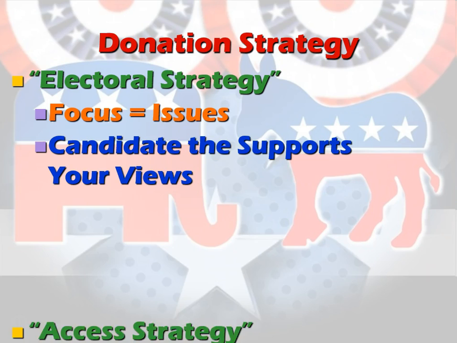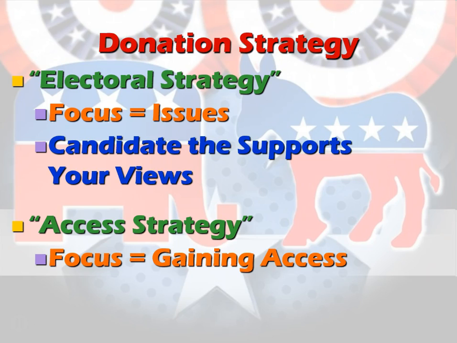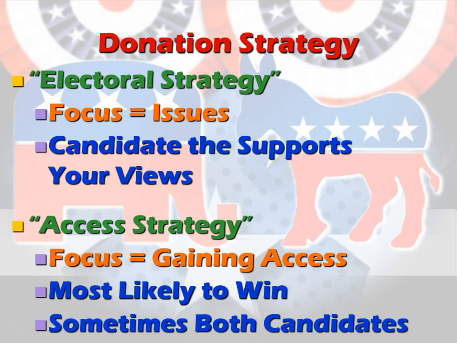The other strategy is what is known as the access strategy. There are a lot of people out there who really don't care who wins as long as the winner supports their point of view or as long as the winner will listen to them. We call this political access. So for example, a lot of companies and a lot of CEOs will actually donate to both candidates. They don't really care who wins, they just want to make sure that the winner will give them access.